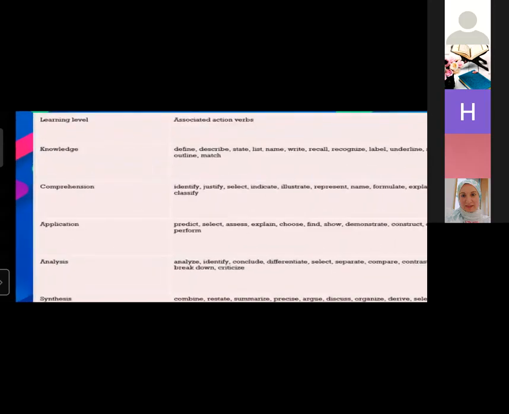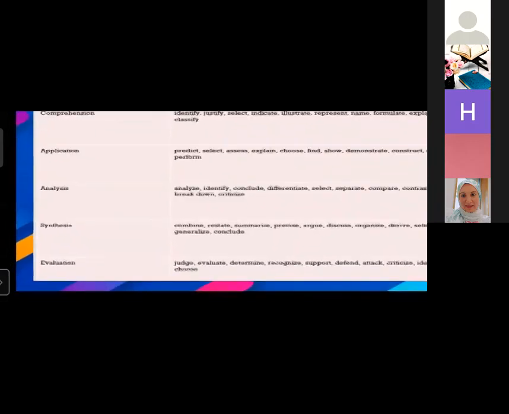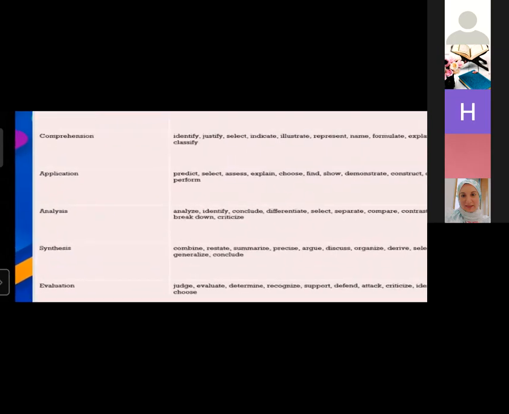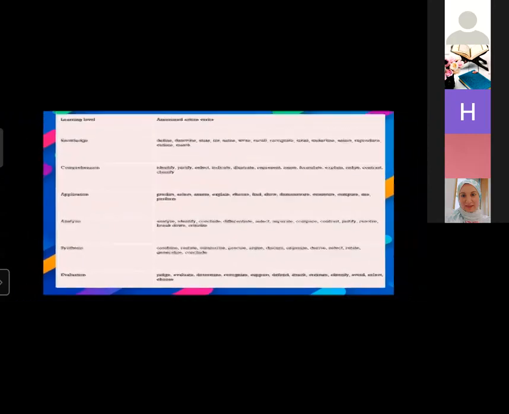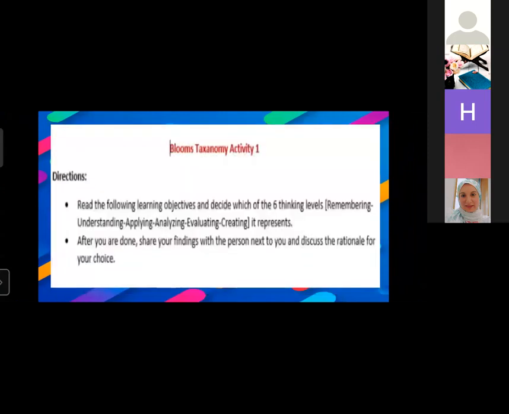Here are the learning levels associated with action verbs, and all Bloom's taxonomy deals with knowledge, comprehension, application, analysis, synthesis, and of course we reach evaluation. And here are other action verbs. All the time it's important to know the suitable or the relevant action verb to choose when you write your objectives. Why? Because upon the objectives, everything coming, you will know how to evaluate and assess your students.